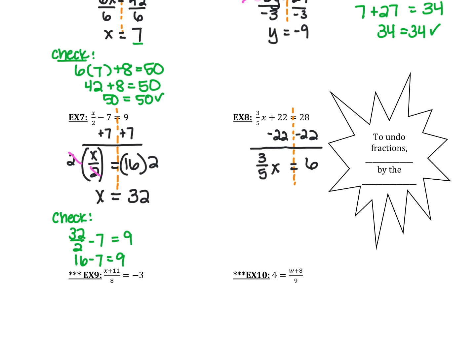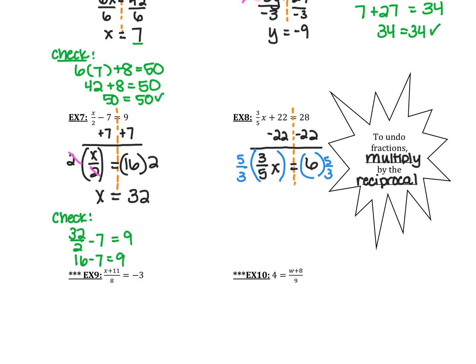Now, if I want to undo fractions, then what I need to do is to multiply by what we call the reciprocal. I'm going to multiply by the reciprocal. The reciprocal is just the flip of the fraction. So if the fraction I'm given is 3/5, to multiply by the reciprocal means I'm going to multiply by 5 over 3. And you might think that makes our problem look a little bit more complicated, but watch what happens.